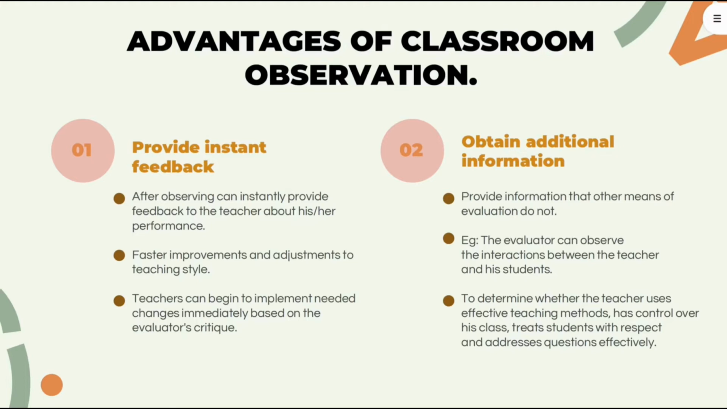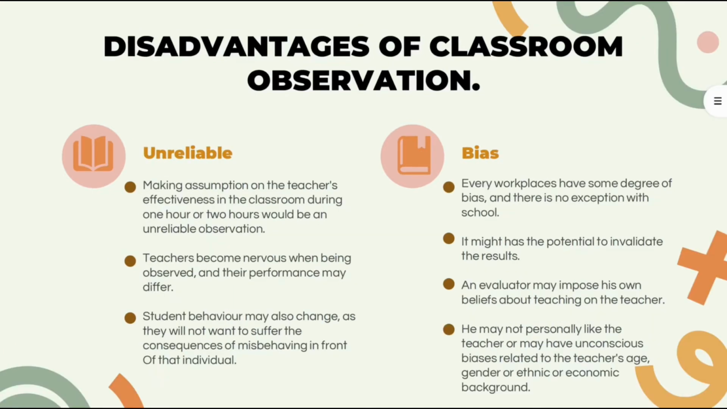The teacher can also begin to implement needed changes immediately based on the evaluator's critique. The second advantage is obtaining additional information, since it provides information that other means of evaluation do not. As an example, the evaluator can observe the interactions between the teacher and his students to determine whether the teacher uses effective teaching methods, has control over his class, treats students with respect, and addresses questions effectively.